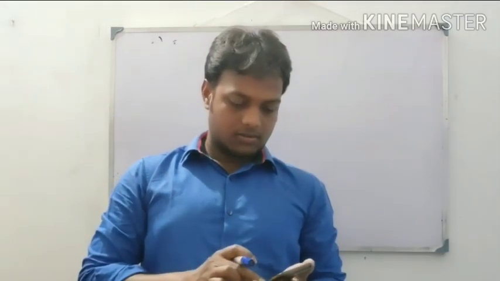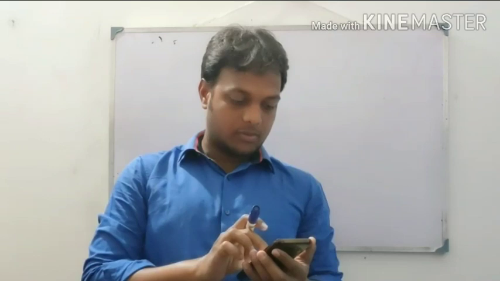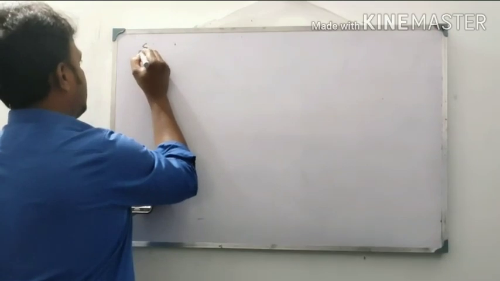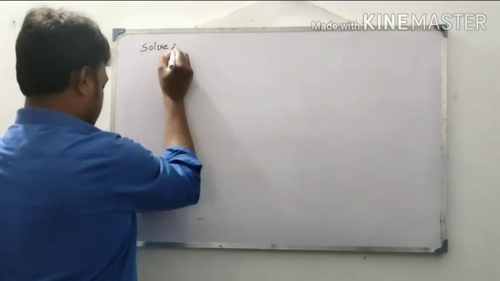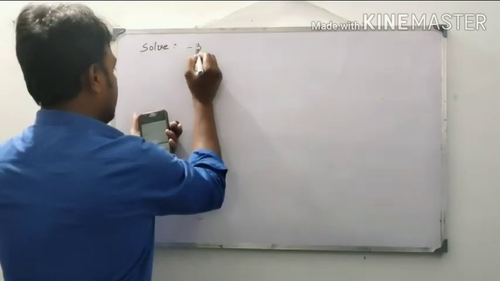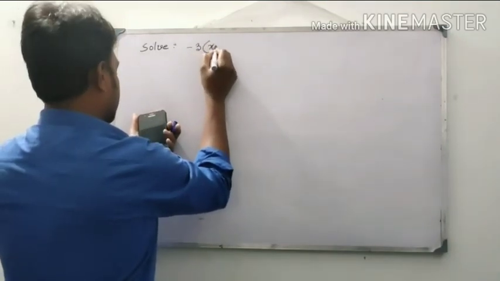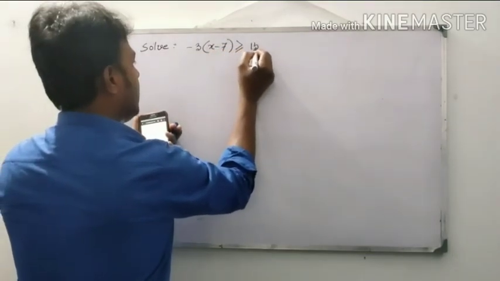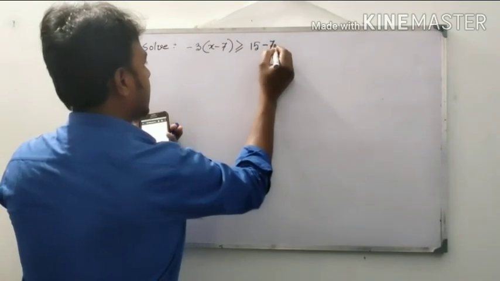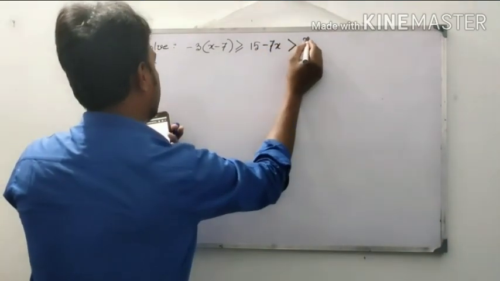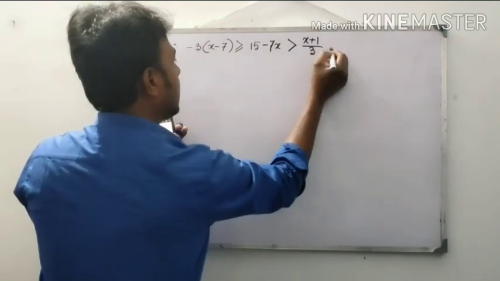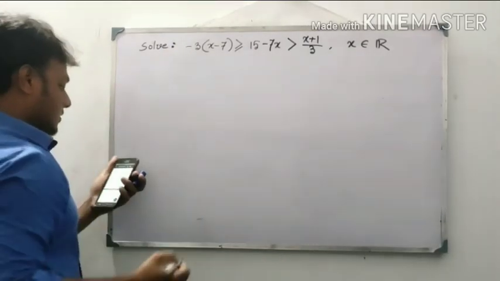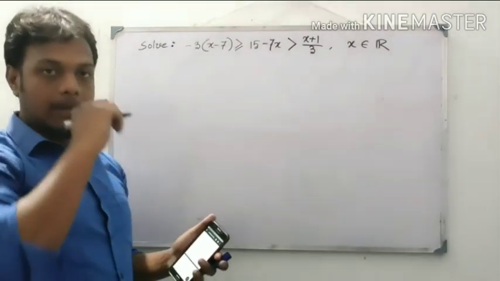And today I will discuss some problems. Solve minus 3 of x minus 7 greater than or equal to 15 minus 7x greater than x plus 1 by 3, x belongs to R. The question is to solve this inequation and represent it on the real line.